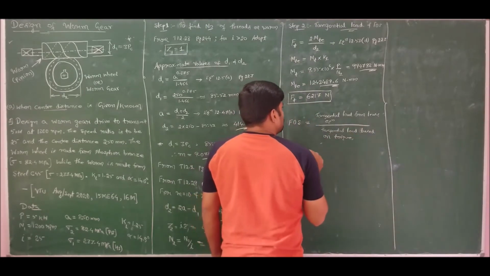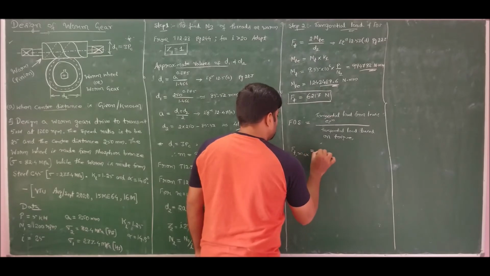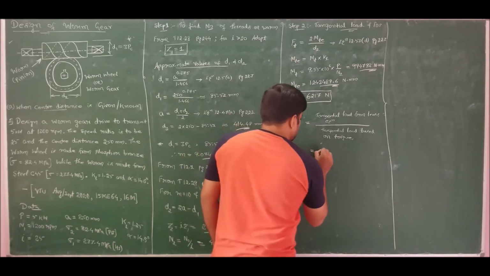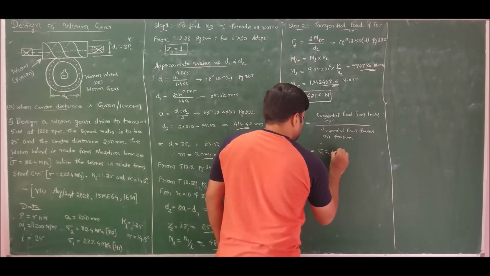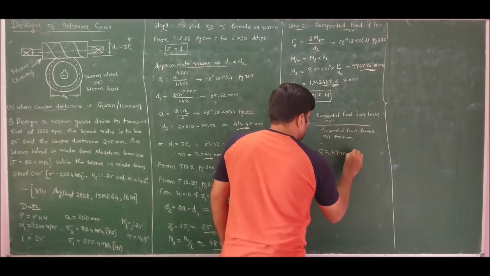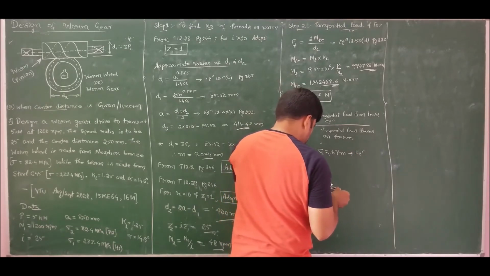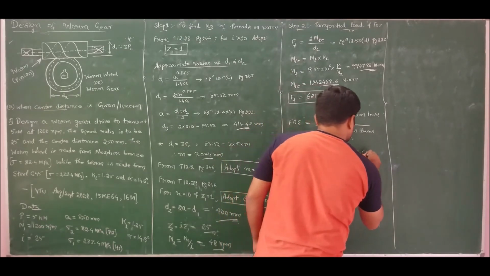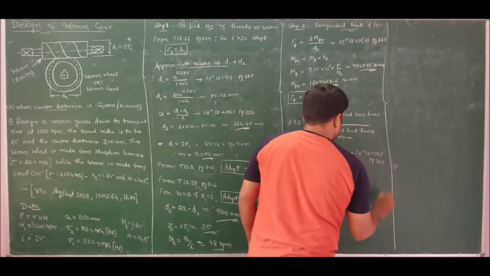So tangential load from Lewis equation, that is Ft max, the maximum permissible value, is given by sigma d, C V, B, capital Y, M. This is equation number 12.53a, referring to the same page 223.